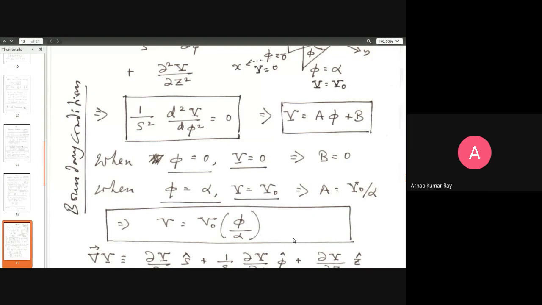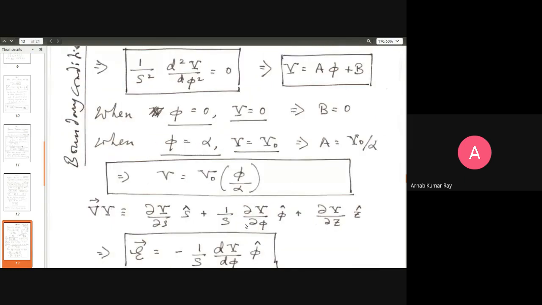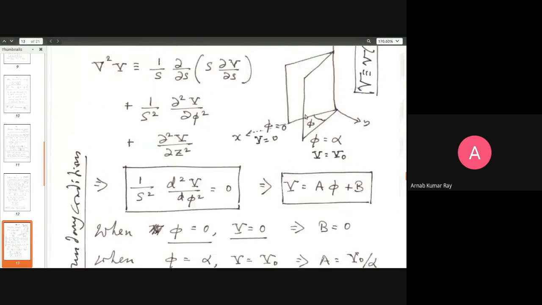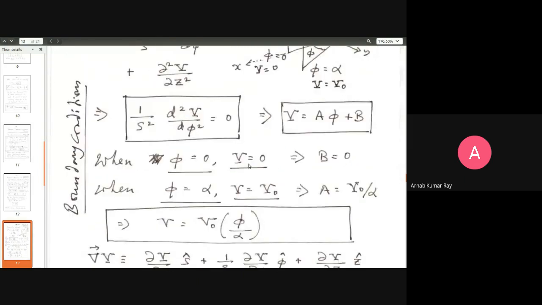That is the thing. Okay, so when B is gone, when phi is equal to alpha, V is equal to V naught. Therefore, A is equal to V naught by alpha. V is simply equal to V naught into phi by alpha. So that is the equation that you get for the variable phi when there is no dependence either on S or Z at the same time.